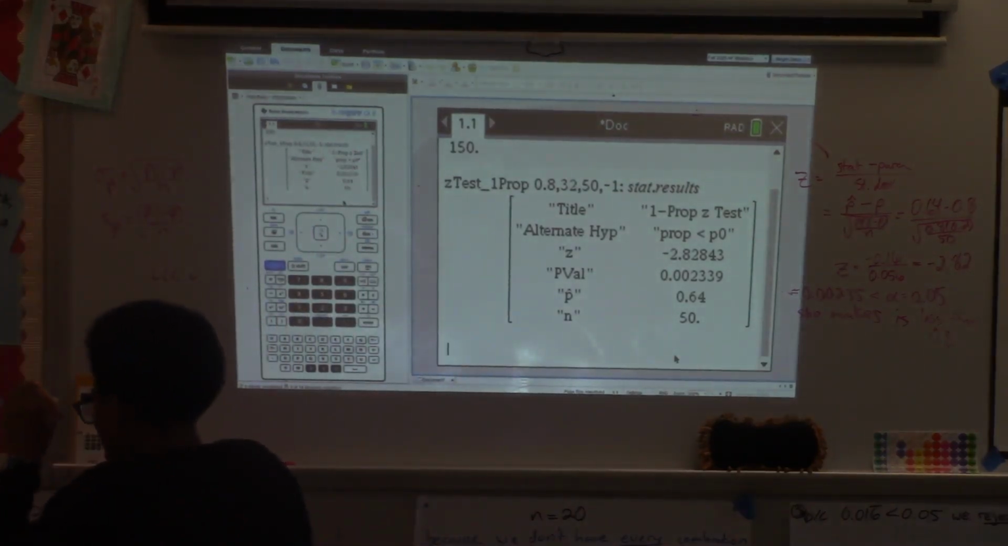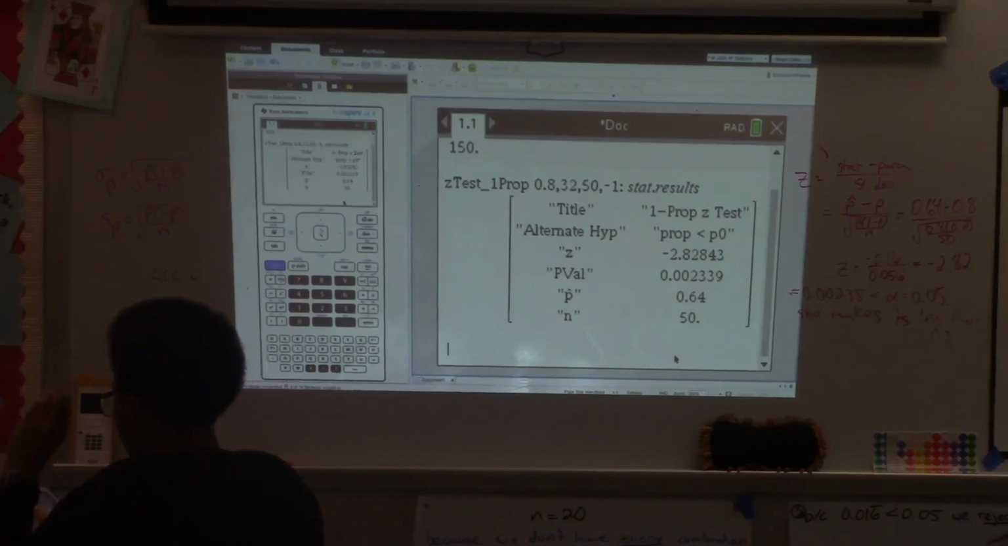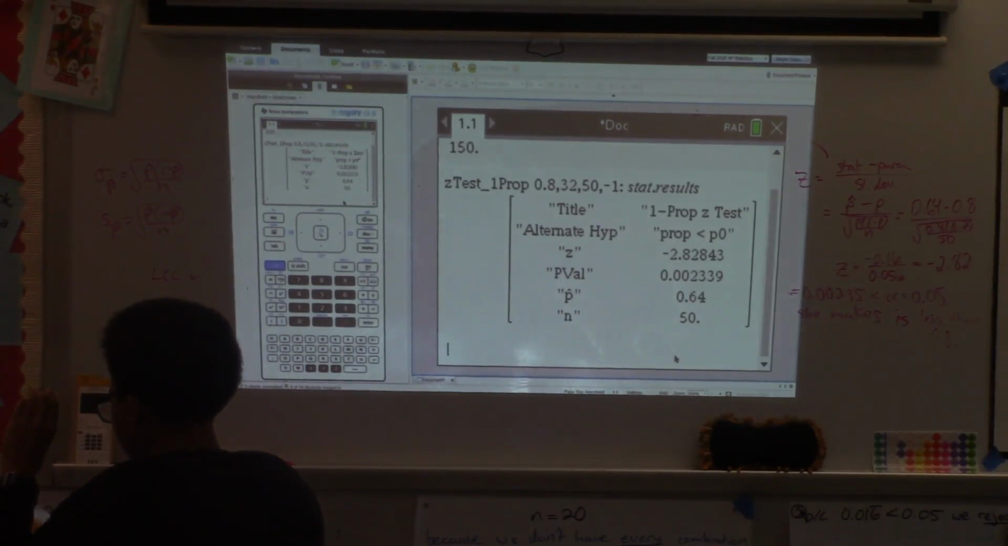Why is it 5 over 6, 5 over 7? Well, how many samples did we have? Okay. We didn't do p1 minus p2, we just did p. All right, Andrew, you got all that? Yeah, you just got it?